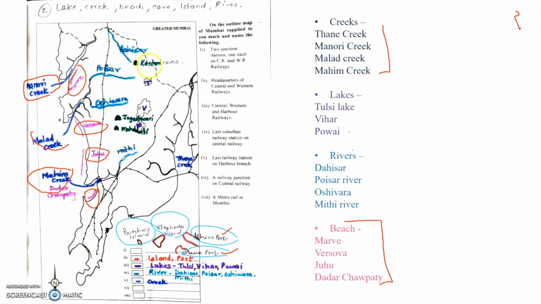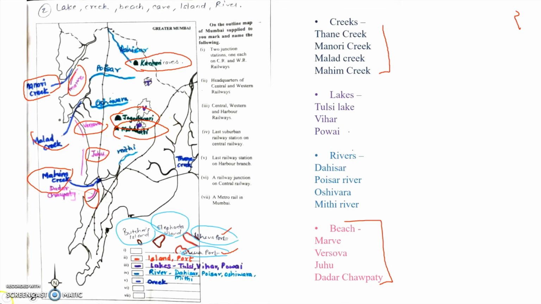Now come to the caves. Kanheri caves are near your Sanjay Gandhi National Park. Where is Sanjay Gandhi National Park? It is near Borivali station. Okay, Jogeshwari is near Goregaon station, right? And Mahakali caves are just below Jogeshwari caves.